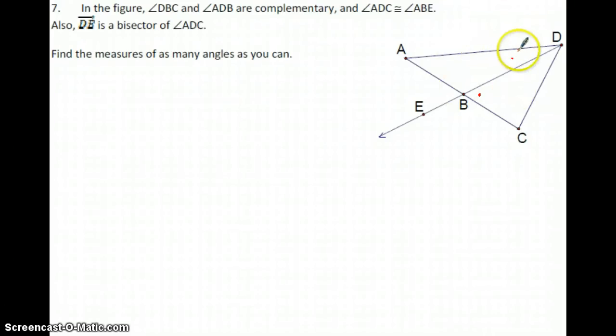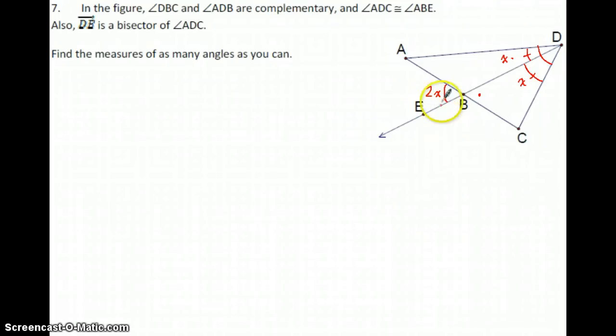ADC is congruent to ABE. Interesting. And this thing's a bisector, so that little part is congruent to that little part. Well, that little part was complementary to this. These are the same. I've got a complementary and I've got an equal situation here. Let's call this one x. They're both the same. This whole thing then is 2x.